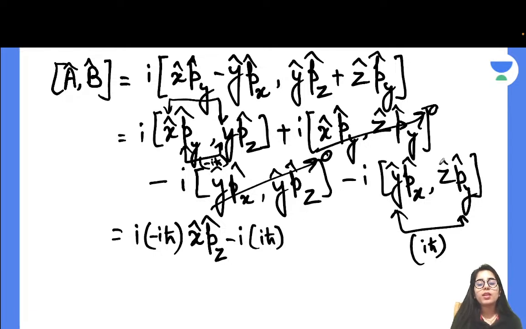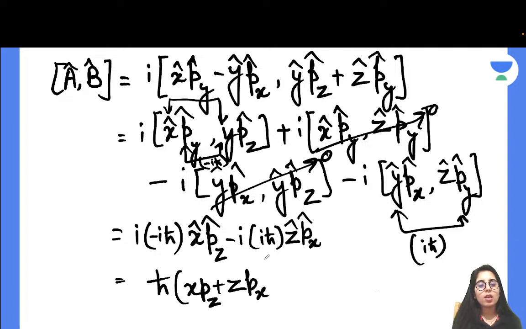Now, z is on the left hand side in the multiplied term and the px on the right hand side. So you are just going to get this as your final answer. Iota square is -1, so minus minus will become plus. So h cut gets common: xpz, minus, no minus is there. It's plus zpx. That's it.